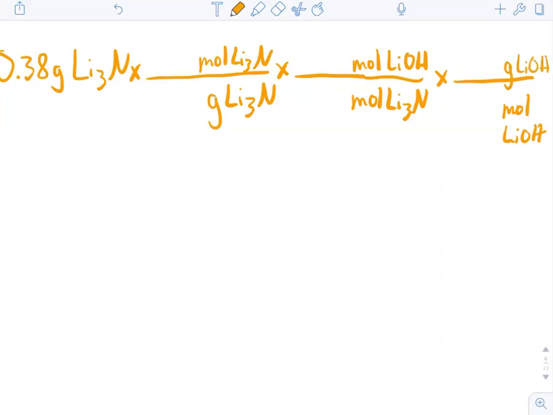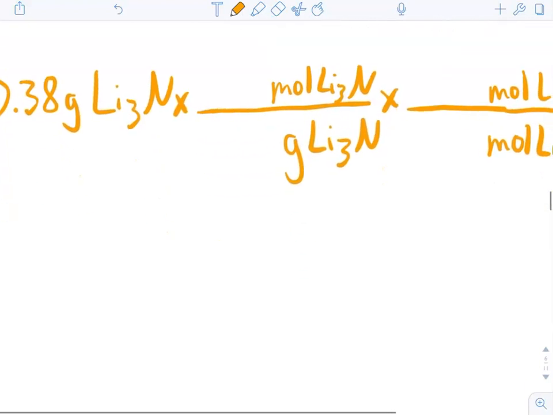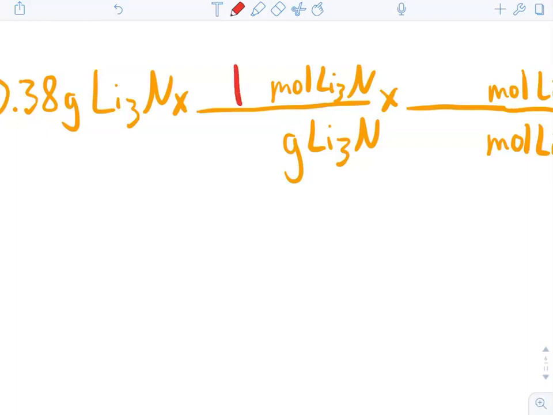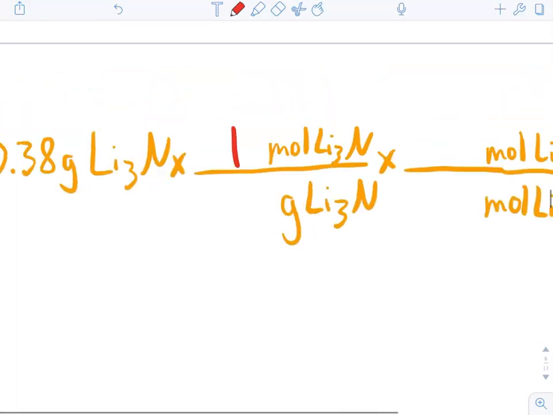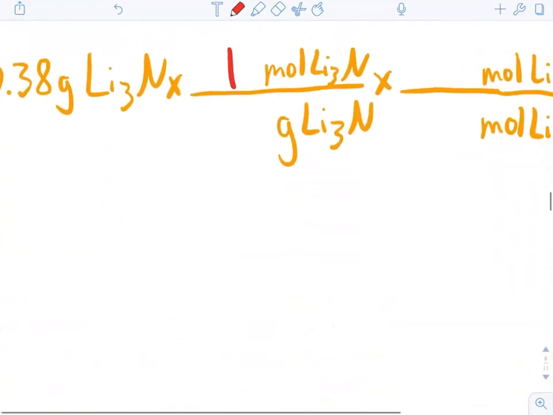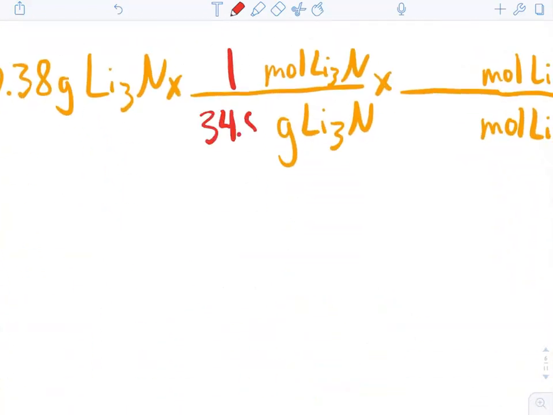Okay, now here, whenever you see mole with a gram, or with liters, or atoms, particles, any of that stuff, your mole is always going to get a 1. Okay? And if you think back to molar mass, with molar mass of Li3N, we're saying that 1 mole of lithium nitride is going to weigh, if we look back up here, 34.83 grams. That's why it gets the 1.